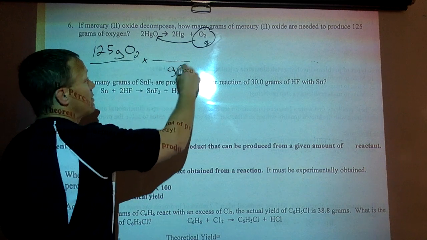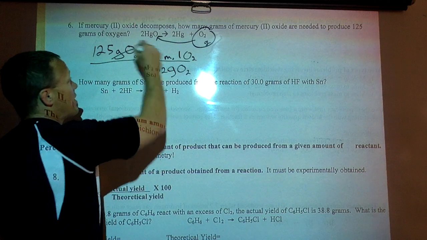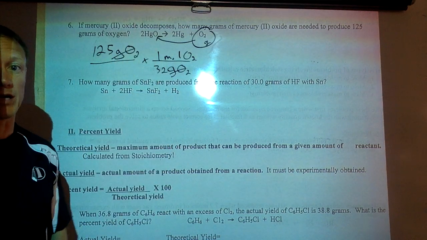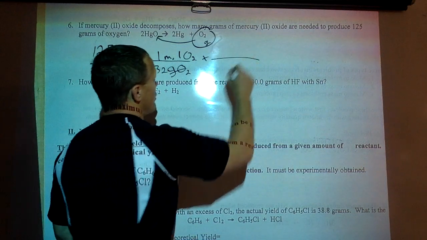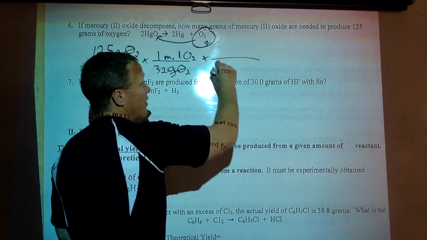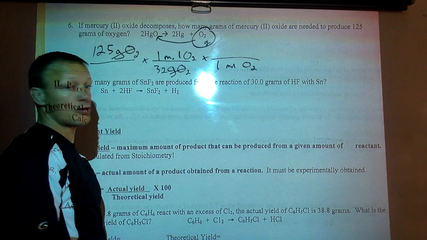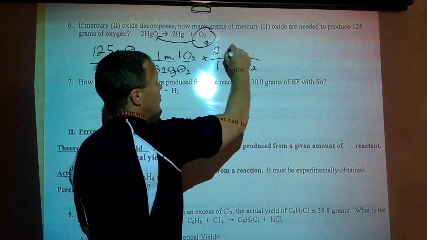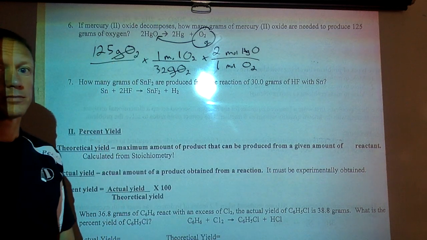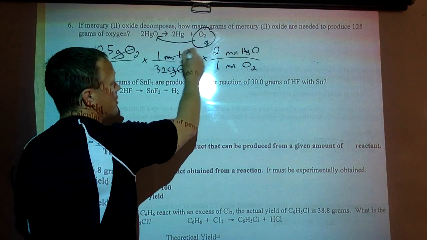Grams of oxygen down here, it's 32 grams per mole of oxygen, so that cancels. So if we divide those two, that's how many moles of oxygen we have. Do our ratio. Oxygen's on top, so oxygen comes down here, and it is a 1, so for every 1 mole of oxygen that's produced in the reaction, we used 2 moles of HgO. So this cancels.